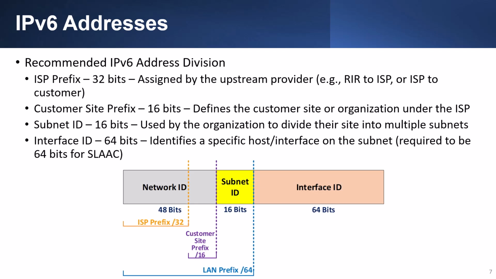Now, the recommended IP version 6 address division is: the ISP prefix is 32 bits, which is assigned by the upstream provider. The customer site prefix of 16 bits defines the customer site or organization under the ISP, and the subnet ID is 16 bits used by the organization to divide their site into multiple subnets. The interface ID is 64 bits, which identifies the specific host or interface on the subnet, and is required to be 64 bits for SLAAC.